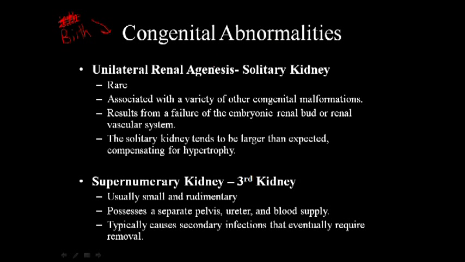Okay, and so we have several things. We have unilateral renal agenesis, and as the name implies, uni means one, and so we have one kidney, and that's what it actually is, a solitary kidney. Notice that it's very rare, so that's something that you're going to notice right off the bat. And it's associated with a wide variety of other congenital malformations, and it results from a failure of the embryonic renal bud or renal vascular system. So basically, the kidney just doesn't develop.